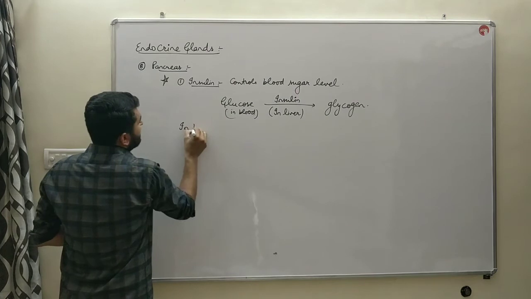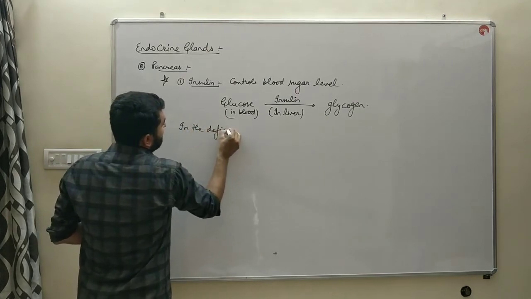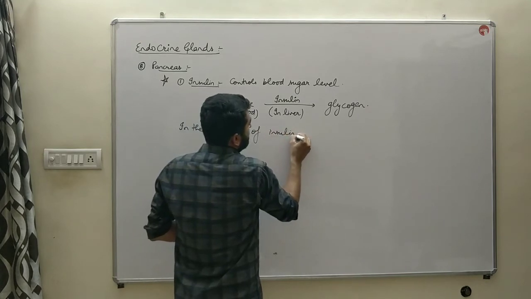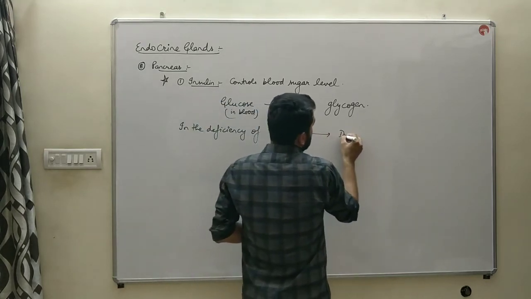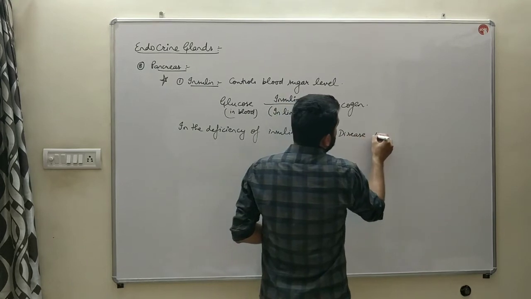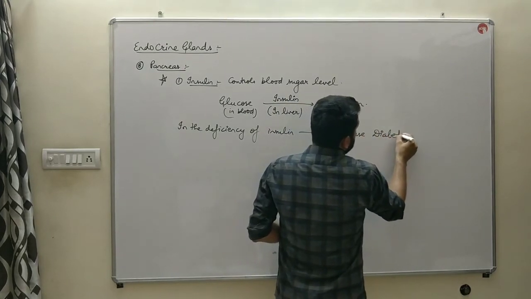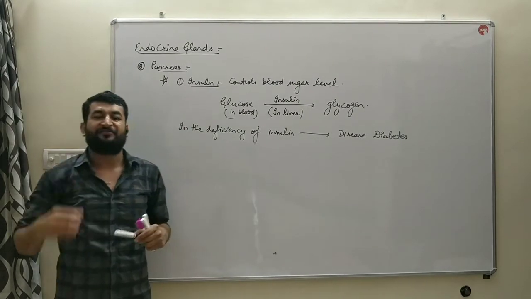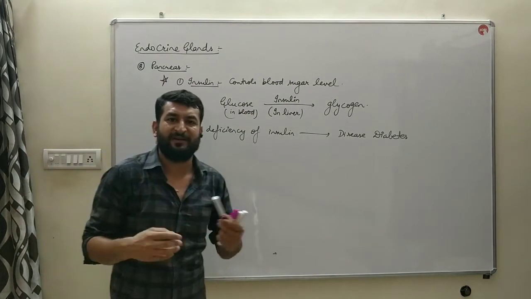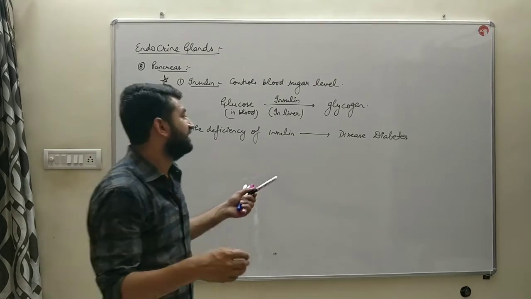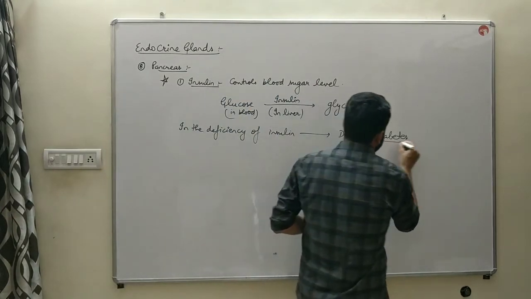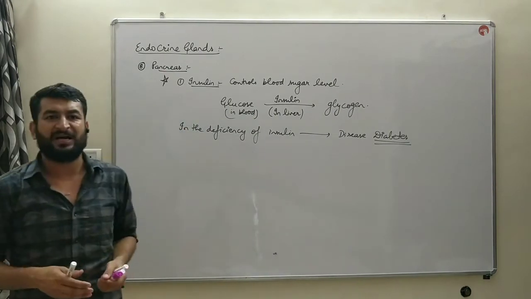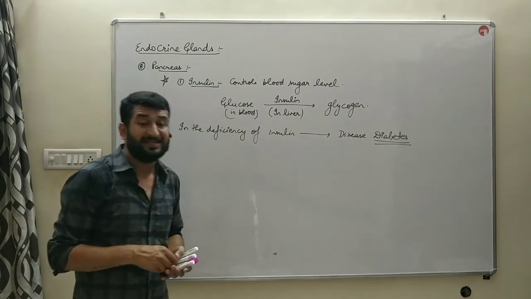In the deficiency of insulin, a person suffers from a disease, and that disease is named diabetes. That is, in normal language we say sugar ho gayi hai. My grandfather or someone else in my family or my relatives has suffered from sugar. That is basically referred to as diabetes. So due to lack of insulin, due to deficiency of insulin by the pancreas, a person suffers from a disease named diabetes.